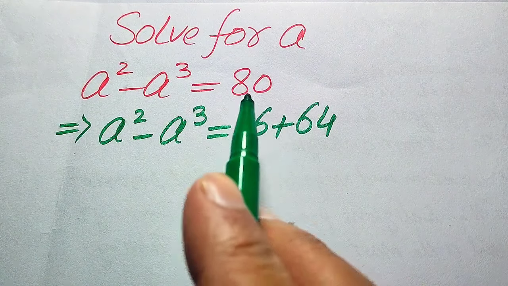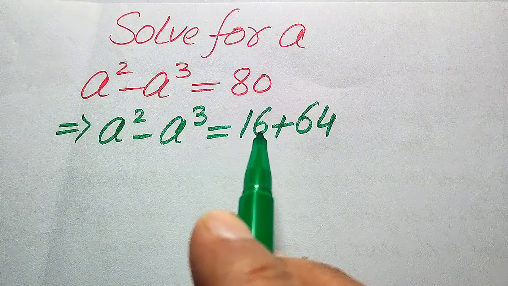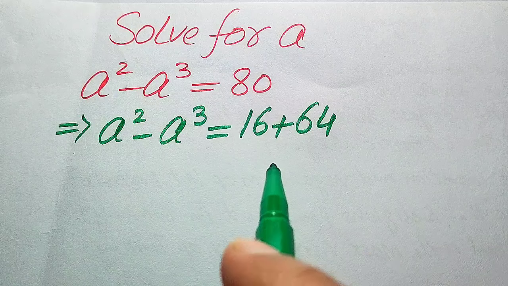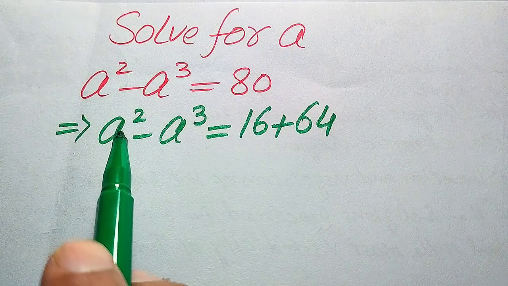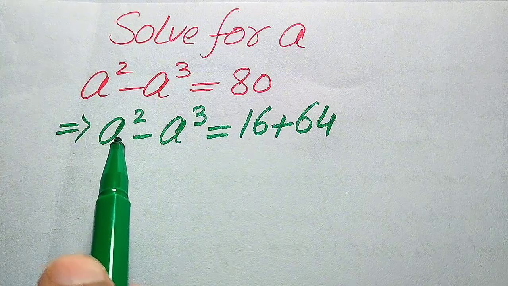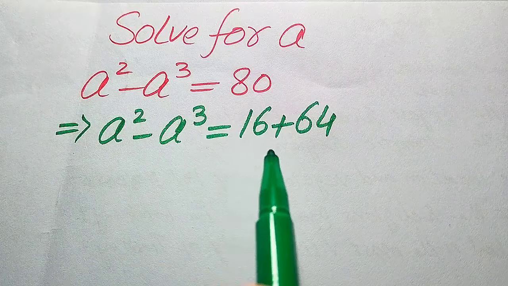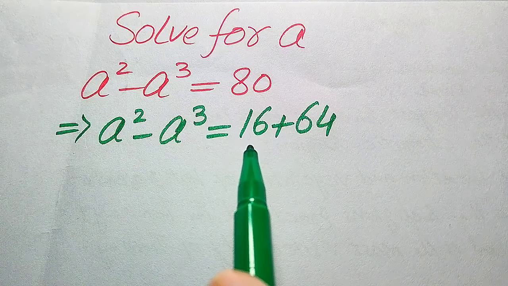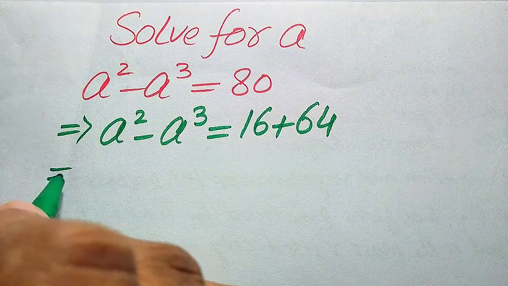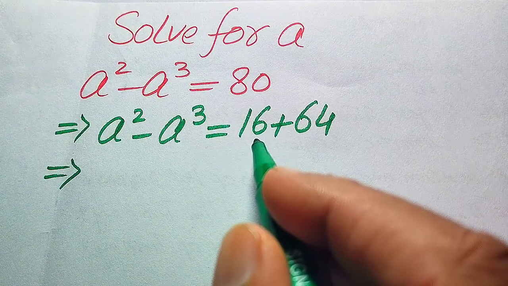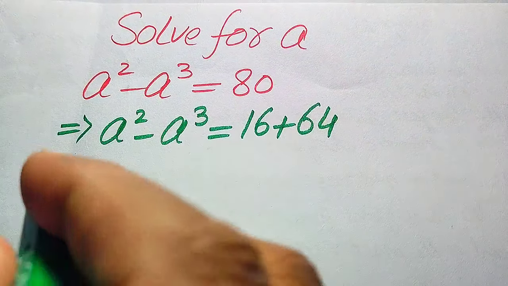We know that 16 plus 64 becomes 80, but we have other possibilities in which the sum of two numbers becomes 80. But why do we choose this possibility, 16 and 64? The reason is that if you focus on the left hand side, one number is in square form and the other is in cubic form. So that's why we choose this pair of numbers, because we can write 16 as 4 square and 64 as 4 cubed.